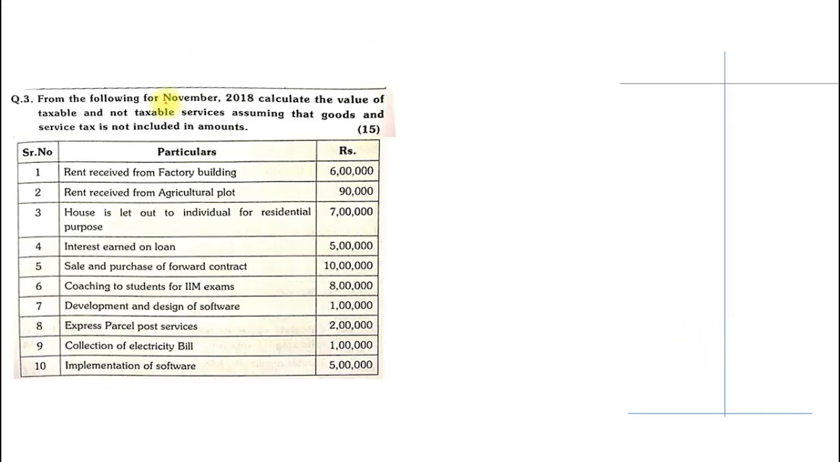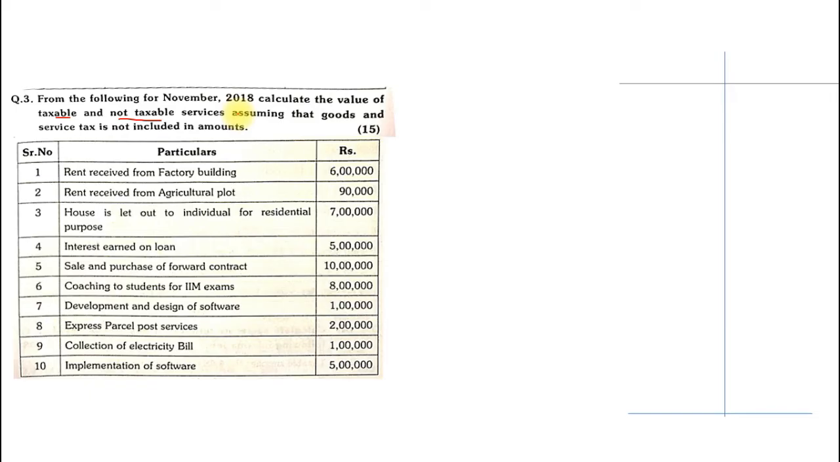From the following, for November 2018, calculate the value of taxable and non-taxable services, assuming that the GST is not included in the amount; it's exclusive. This is one of the simplest sums. The list is given. You just have to segregate which of them are taxable and which are not taxable, and then later just add it and get the taxable and non-taxable value.